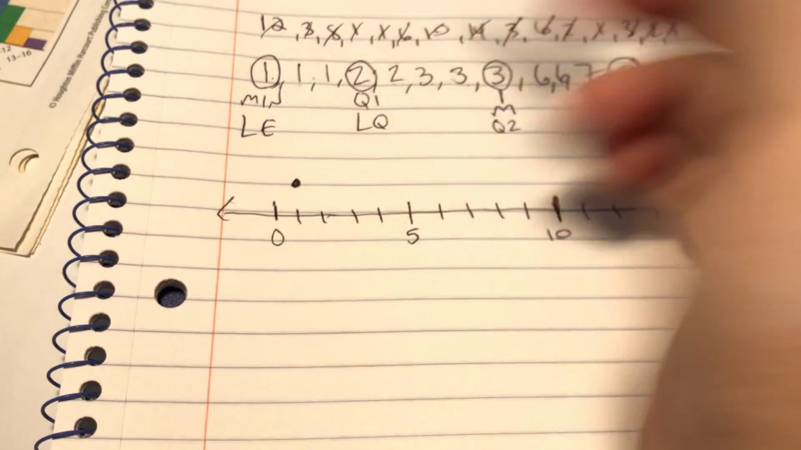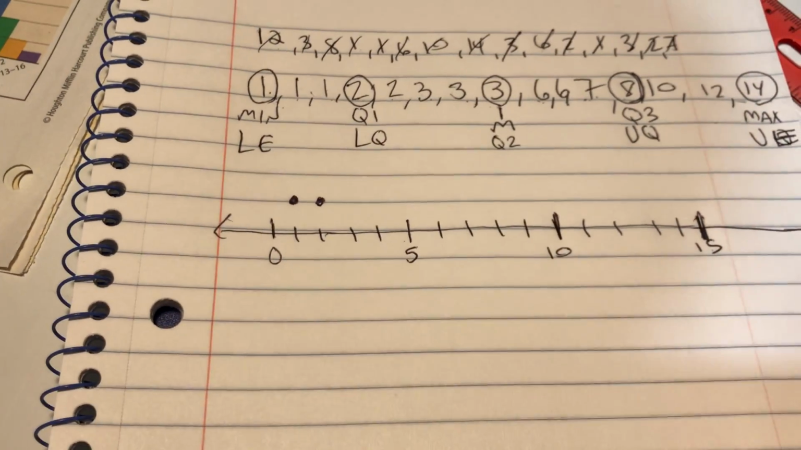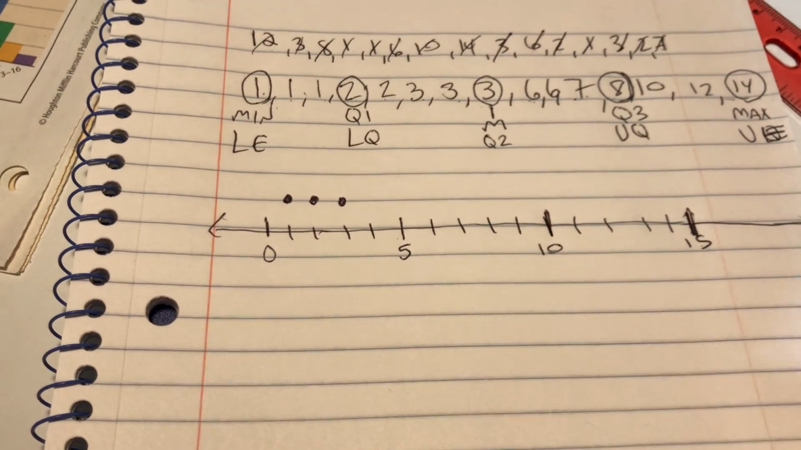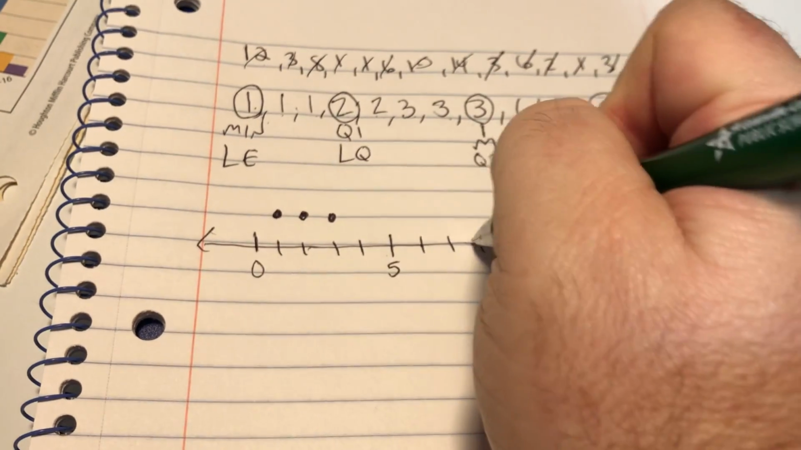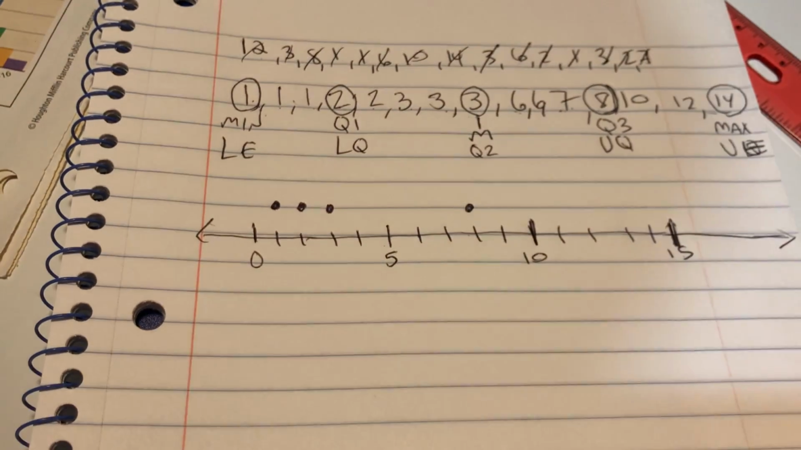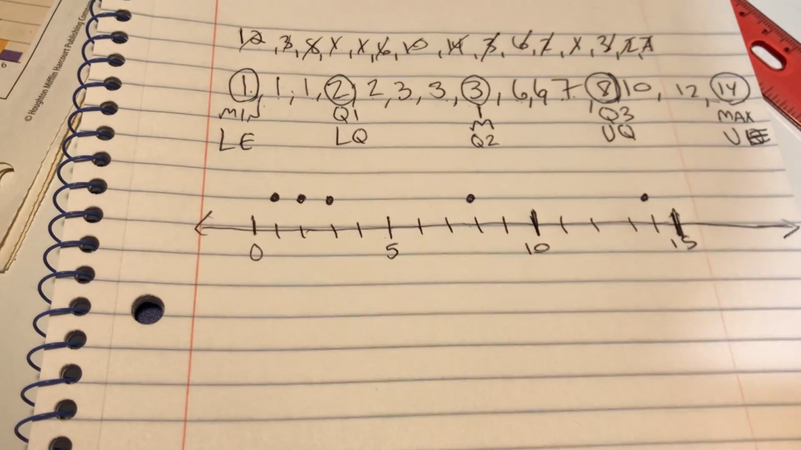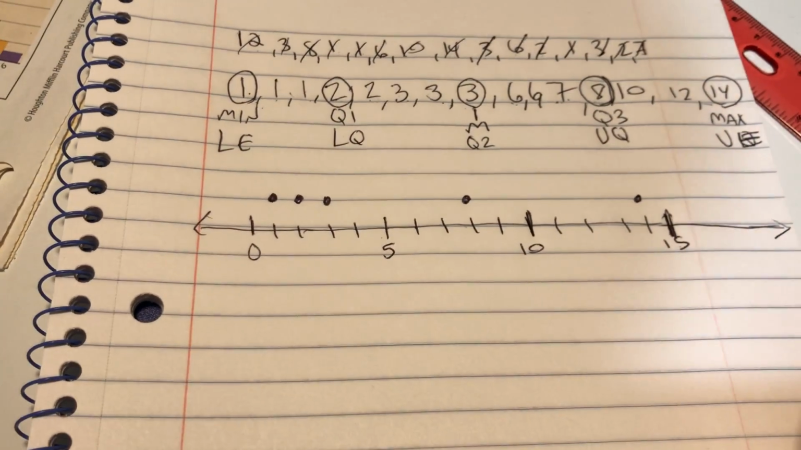So the first dot goes above the number 1, because it's 1. The next dot goes above the number 2. The third dot in this particular thing is actually above the number 3, ironically. And then the fourth one is above the number 8. So this is 5, 6, 7, 8. I'm going to put a dot. And then for 14, it's all the way out here. So they're really scrunched together up here and they're way spread apart down here.